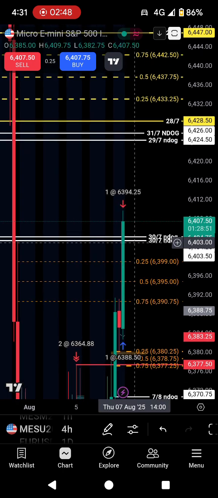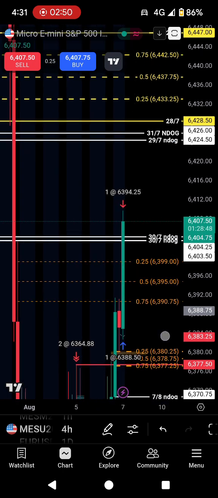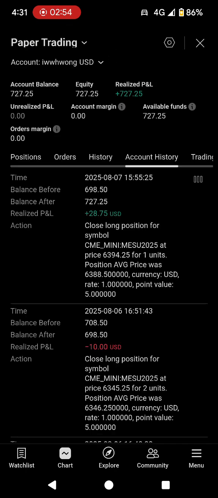So 6403 and entry 6388. So that's basically like 12 handles. Okay, very good, very nice one. But as you can see here, I just took like 6 handles, and that will be it for today.